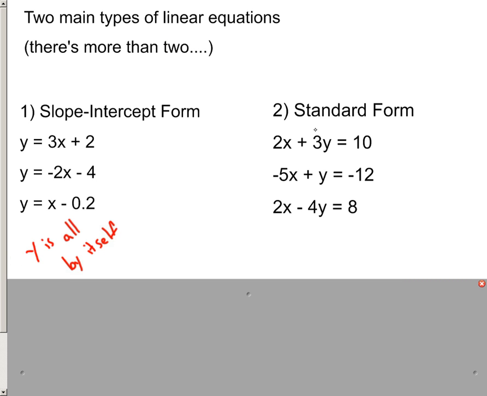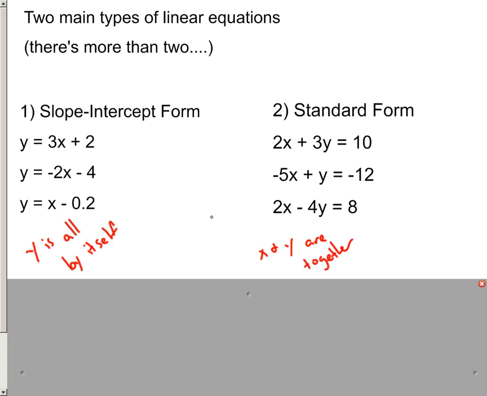Now over here we have the standard form, and you'll notice that the x and y terms are on the same side of the equal sign. So let's just put x and y are together. Okay? Now, another thing to note is the x term is always going to come first before the y term with the standard form. And then it's always going to be equal to some number.